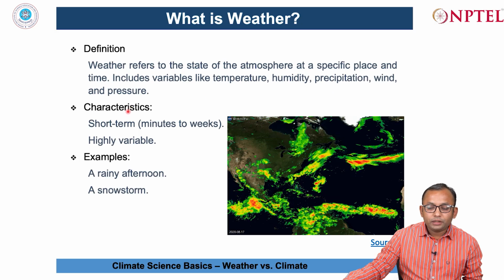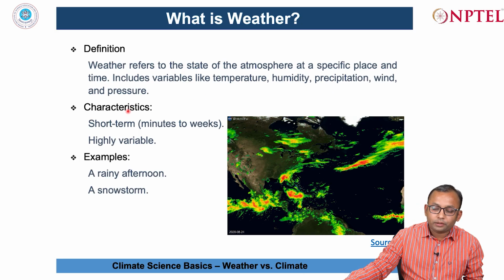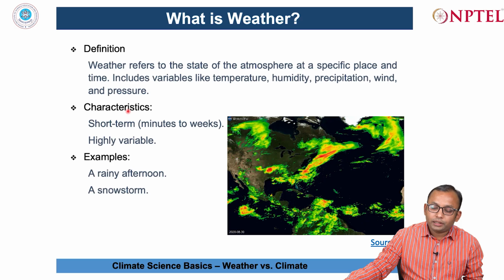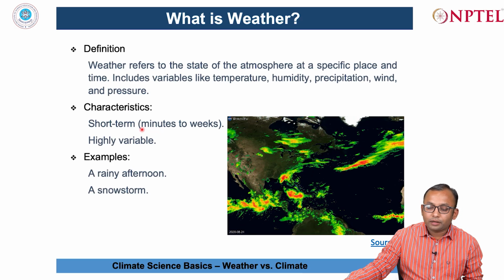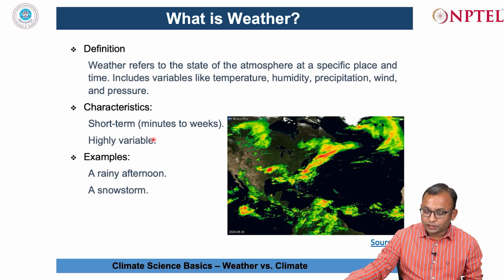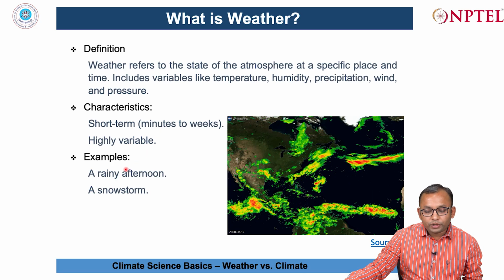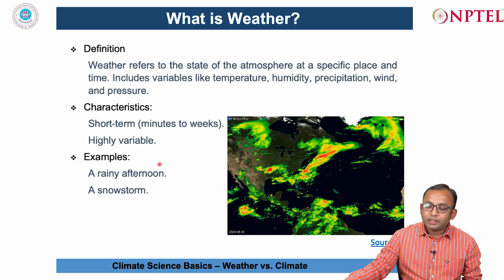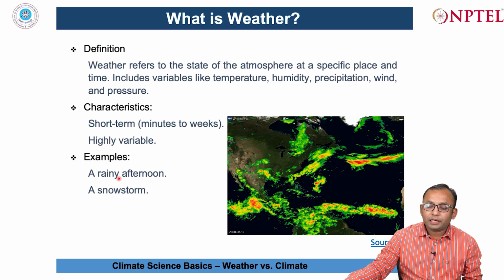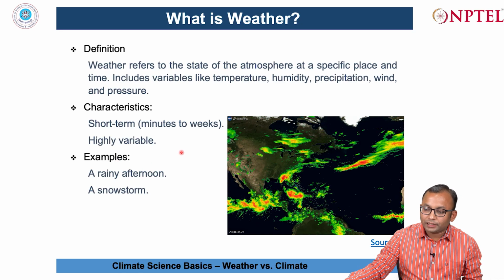These are the characteristics for the short term, which can be explained by minutes to weeks. These are variables which are highly variable in nature. For example, we talk about a rainy afternoon, or we talk about a snowstorm. These are some of the examples which signify what exactly weather is.